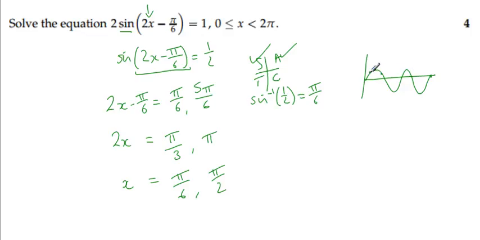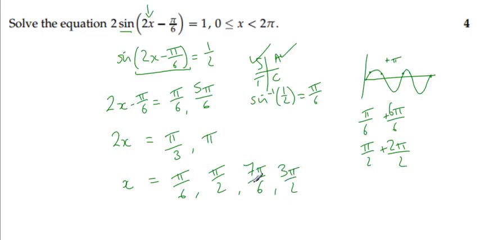So these two solutions are going to be replicated 180 degrees later on, or adding pi each time. So pi over 6 add pi really means you're adding 6 pi over 6. So that one's going to be 7 pi over 6. And pi over 2 add pi means you're adding 2 pi over 2, which gets you 3 pi over 2. Now if you were to go the same again, add another pi on, you would get to 13 pi over 6, which is over 2 whole pi's. So that's your solution there.